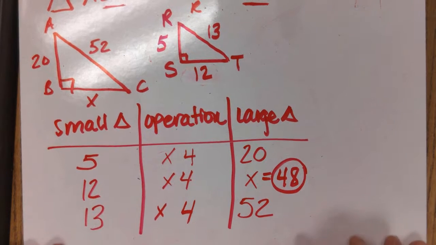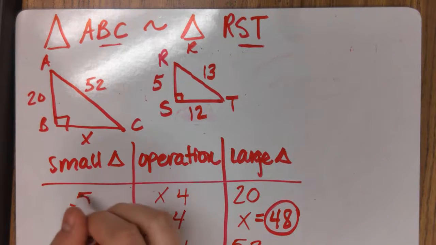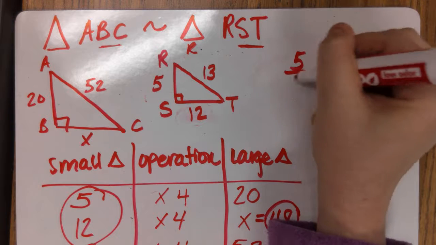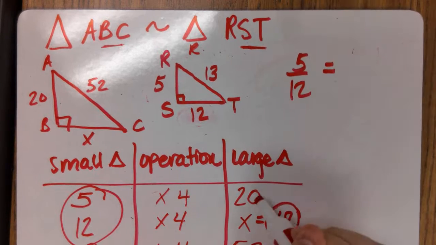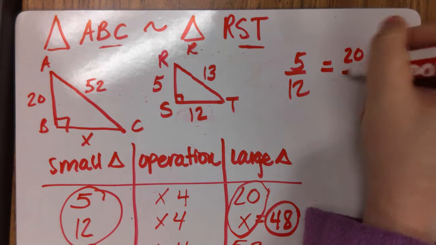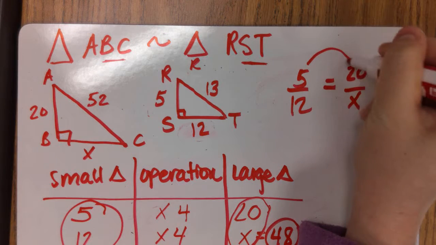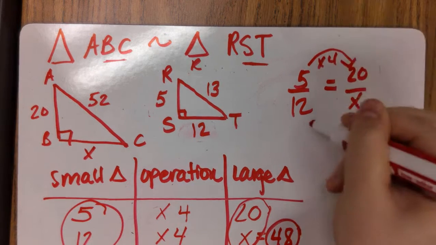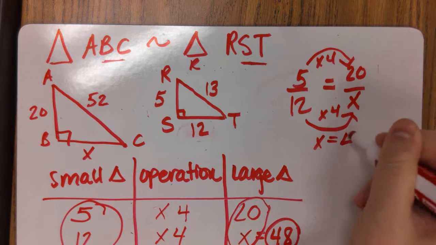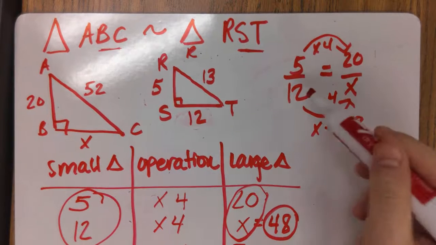We could also use a proportion. I can take one of the ratios out of the table. So I'm going to take the first ratio, 5 over 12, and set it equal to the corresponding ratio of 20 over X. There are two ways to solve the proportion. I can once again use my scale factor of times 4 and do 12 times 4 and say X equals 48 units. Or I can cross multiply and divide.